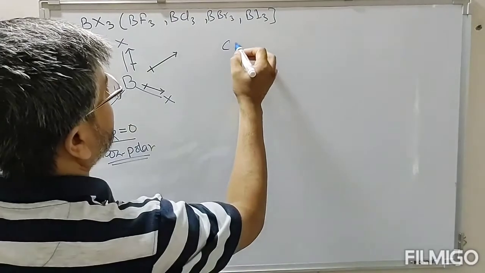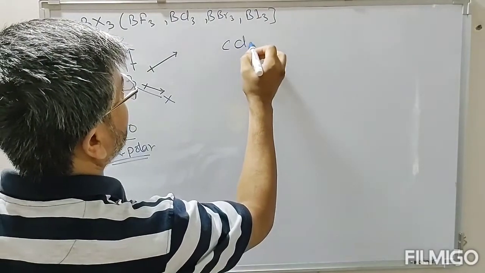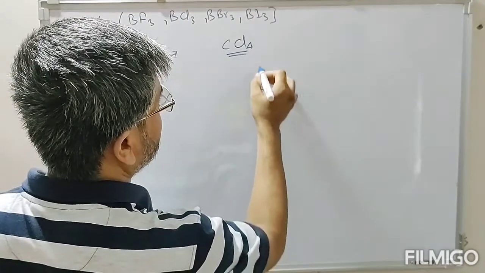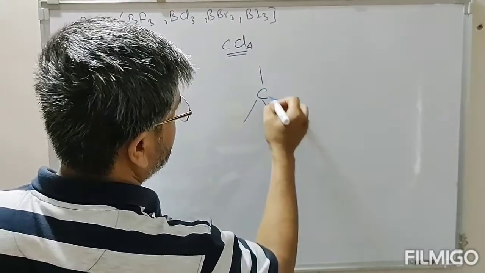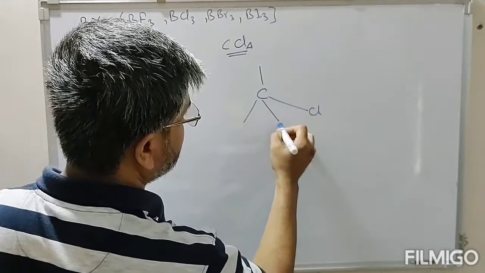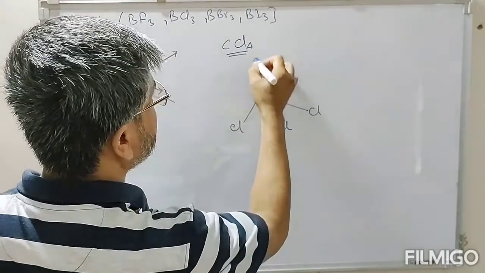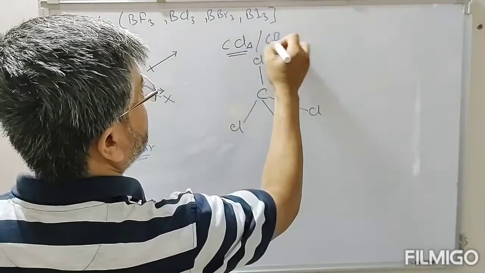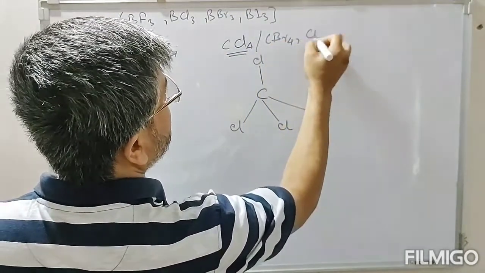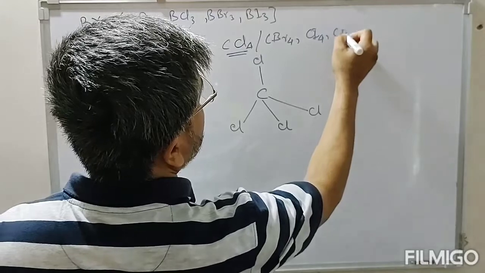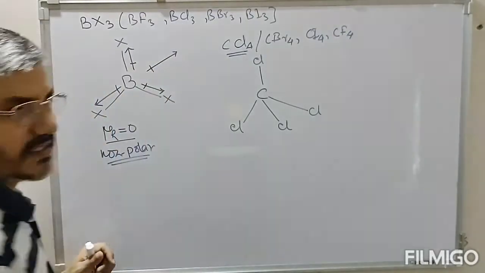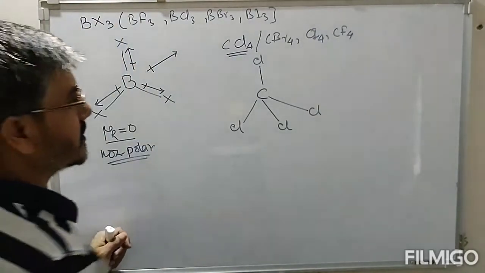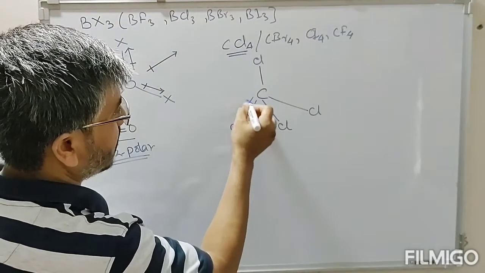Take this CCl4, carbon tetrachloride. Take this. This is Cl, this is Cl, this is Cl, this is Cl. Or we can take this CBr4, CI4 or CF4, carbon tetrahalides. Halogen is more electronegative than carbon, so the dipole is from carbon to halogen.